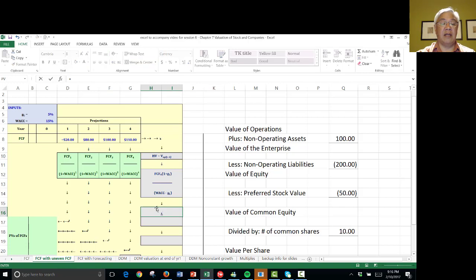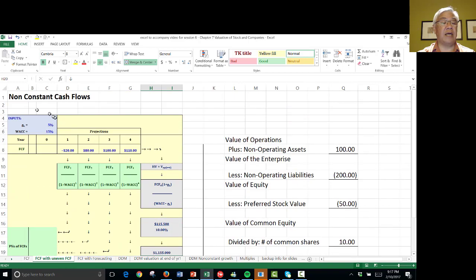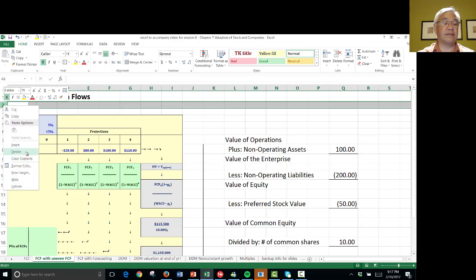So let's start with the numerator. The free cash flow for time t, or 4 in this case, is 110. And we have to multiply that times 1 plus the growth rate, which is here, 5%. So that's 115 million. The denominator is equal to the WACC minus the long-term growth rate, or long run. This number divided by this number is the horizon value, 1,155,000.